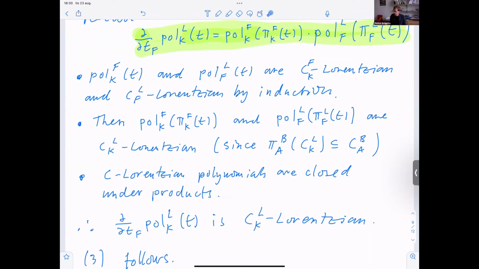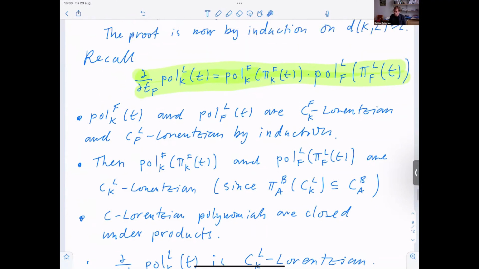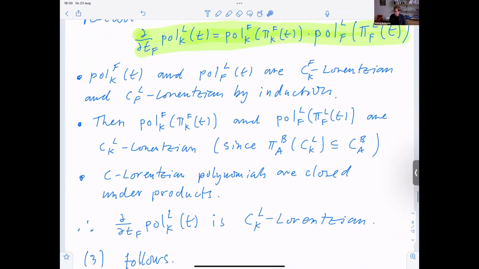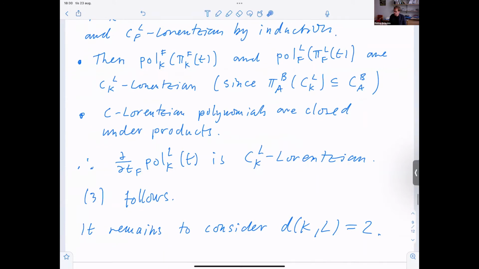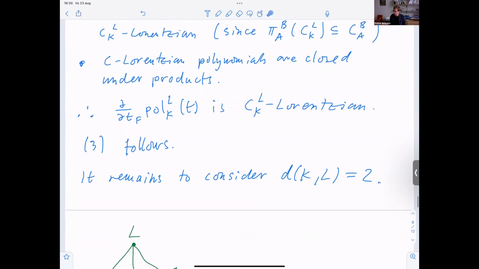But now we also have this nice property that C-Lorentzian polynomials are closed under products. So since this is C_K-Lorentzian, and this is C_K-Lorentzian, then this product is C_K-Lorentzian. So indeed, we have this third property by induction. So this is how the proof works. So this third property follows. For the induction proof to go through, we just have to consider the case when the degree is equal to 2. So for quadratics.